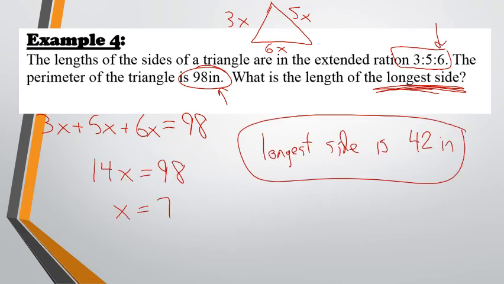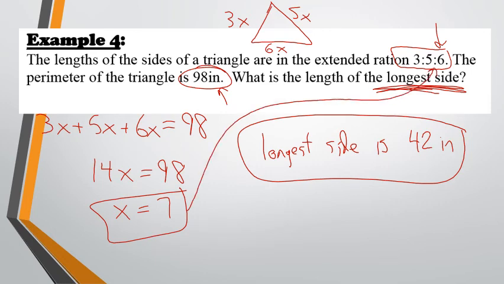So when we combine like terms, you get 14x divided by 14. You get x to be 7. Again, just take 7 times 6, and the longest side is 42 inches.